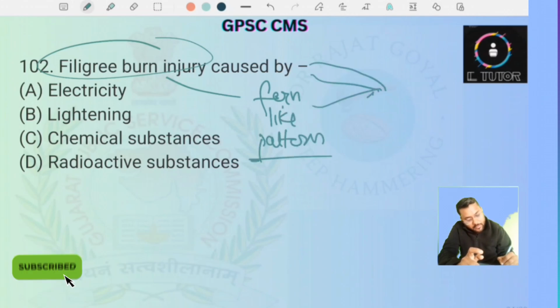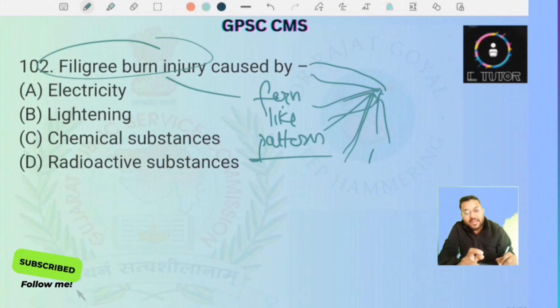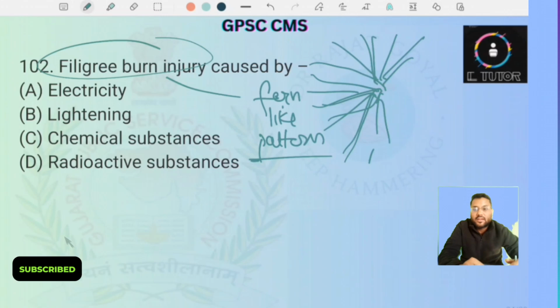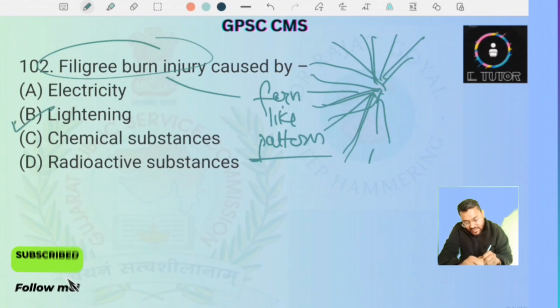So this is the fern-like pattern which develops on the superficial layer of the skin, and it is seen in the case of lightning. So here the answer will be option B, lightning.